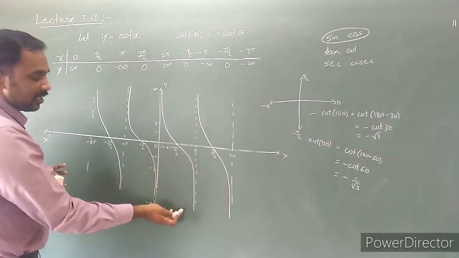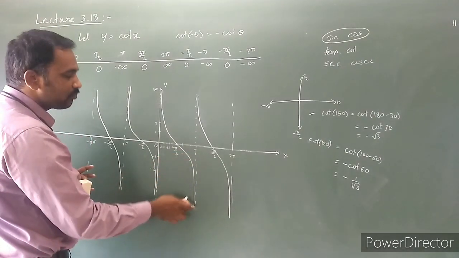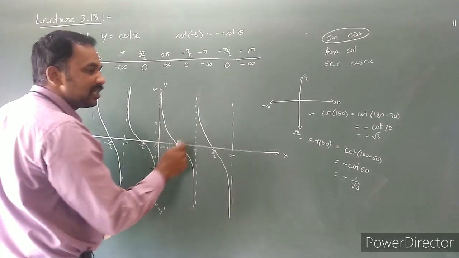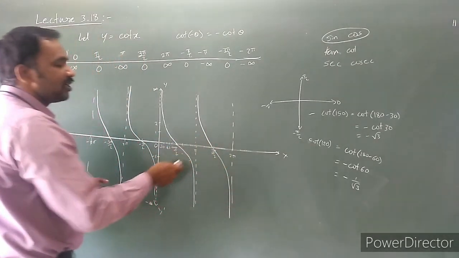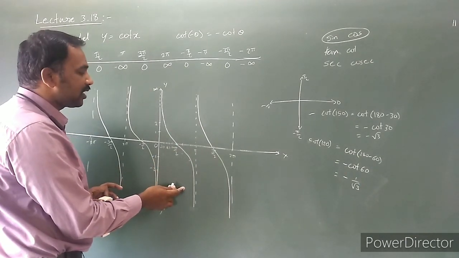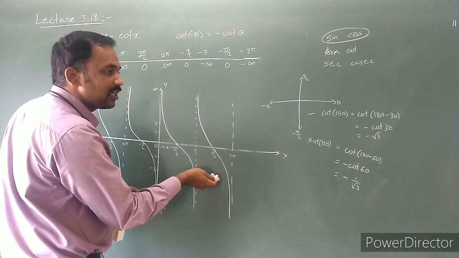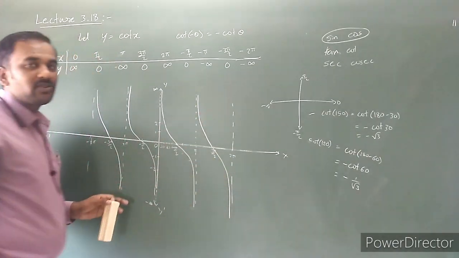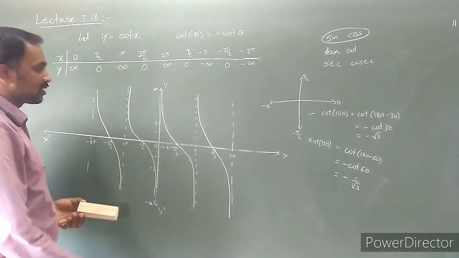Pi to 3 pi by 2. Once I am taking the negative part, once I am taking the positive part, because the difference is less than 180 degrees, more than 180 degrees. So in less than 180 degrees, the second quadrant part is negative. More than 180 degrees, which comes in the third quadrant, the part is positive. Okay.